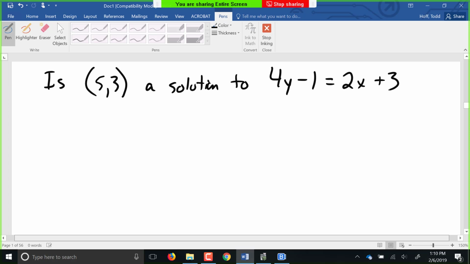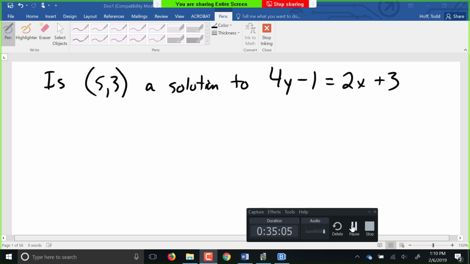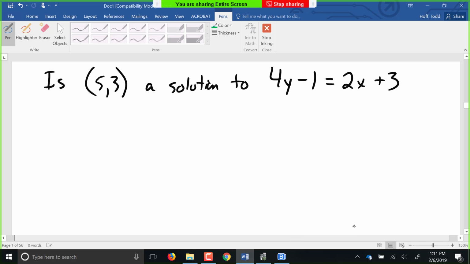Try this one in your notes. Is the coordinate, the ordered pair 5, comma 3, a solution to the equation 4y minus 2 equals 2x plus 3? I'll give you about half a minute or so, and then we'll go over that. So where do we start?